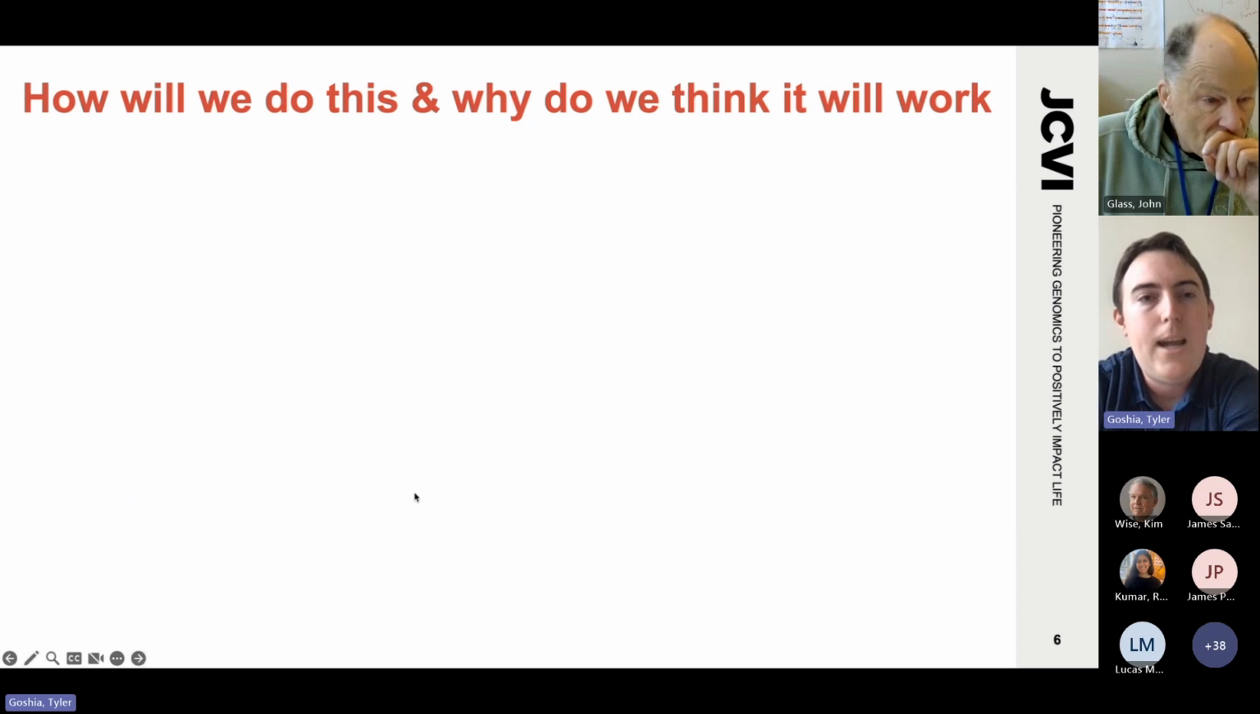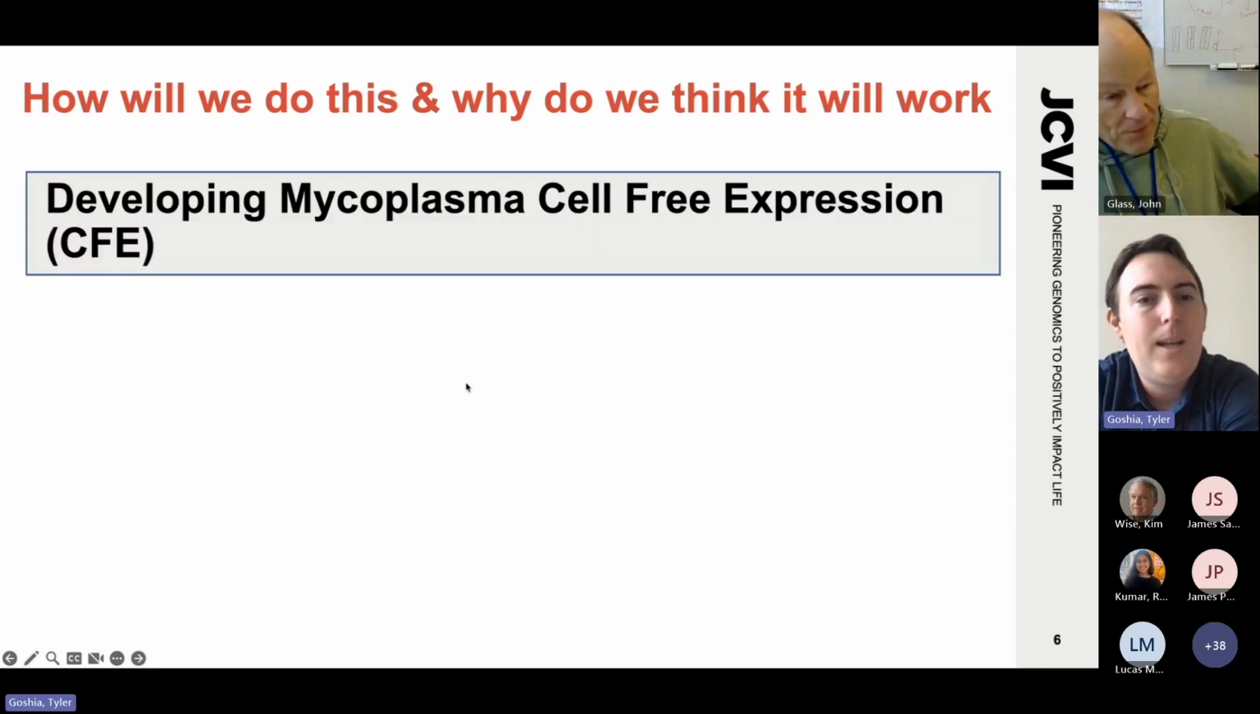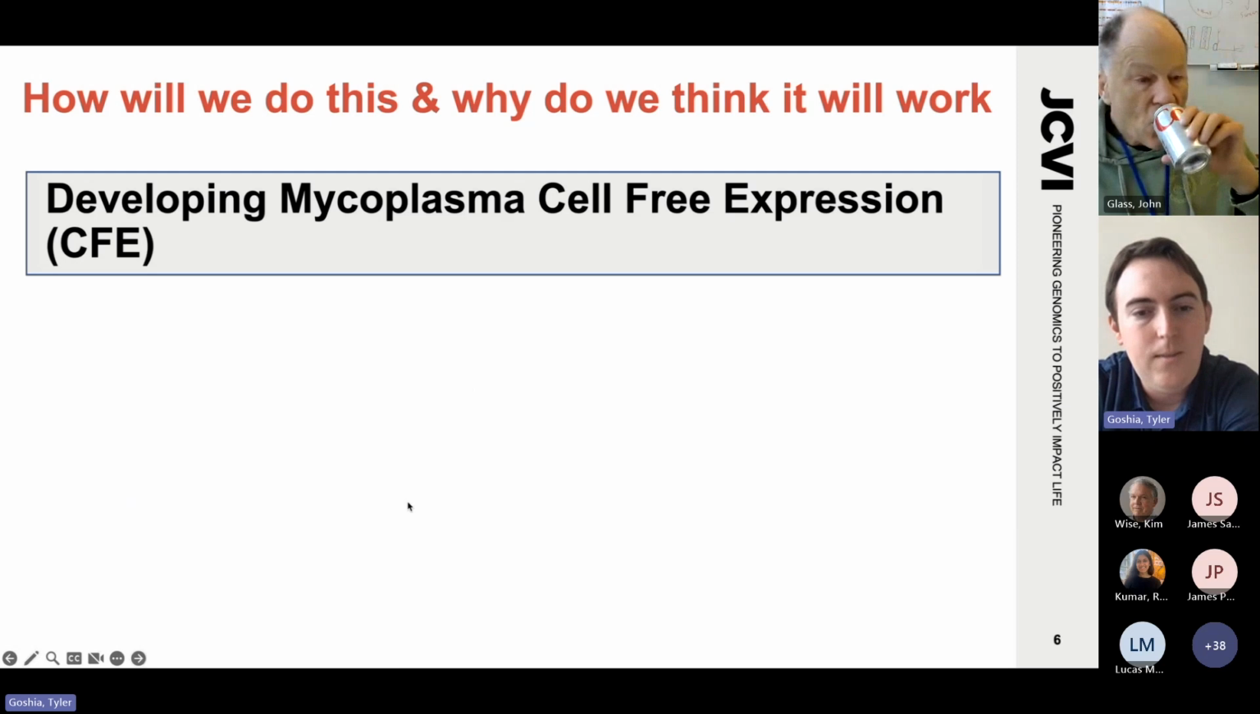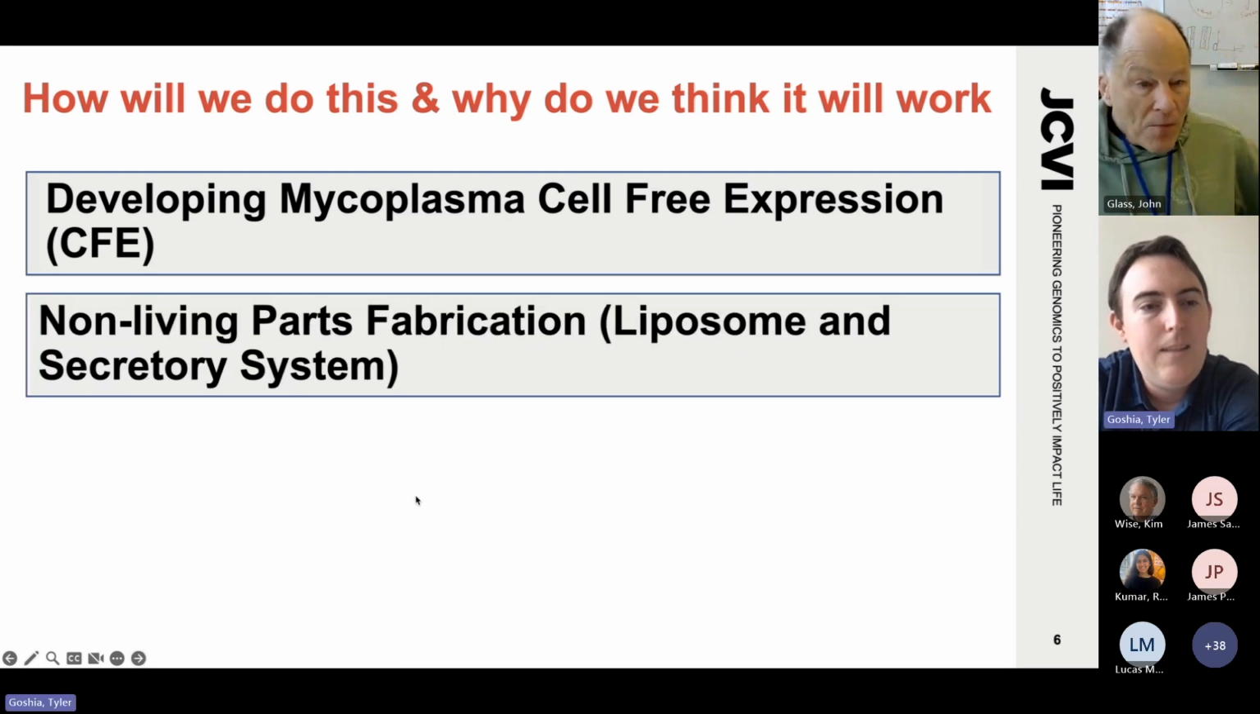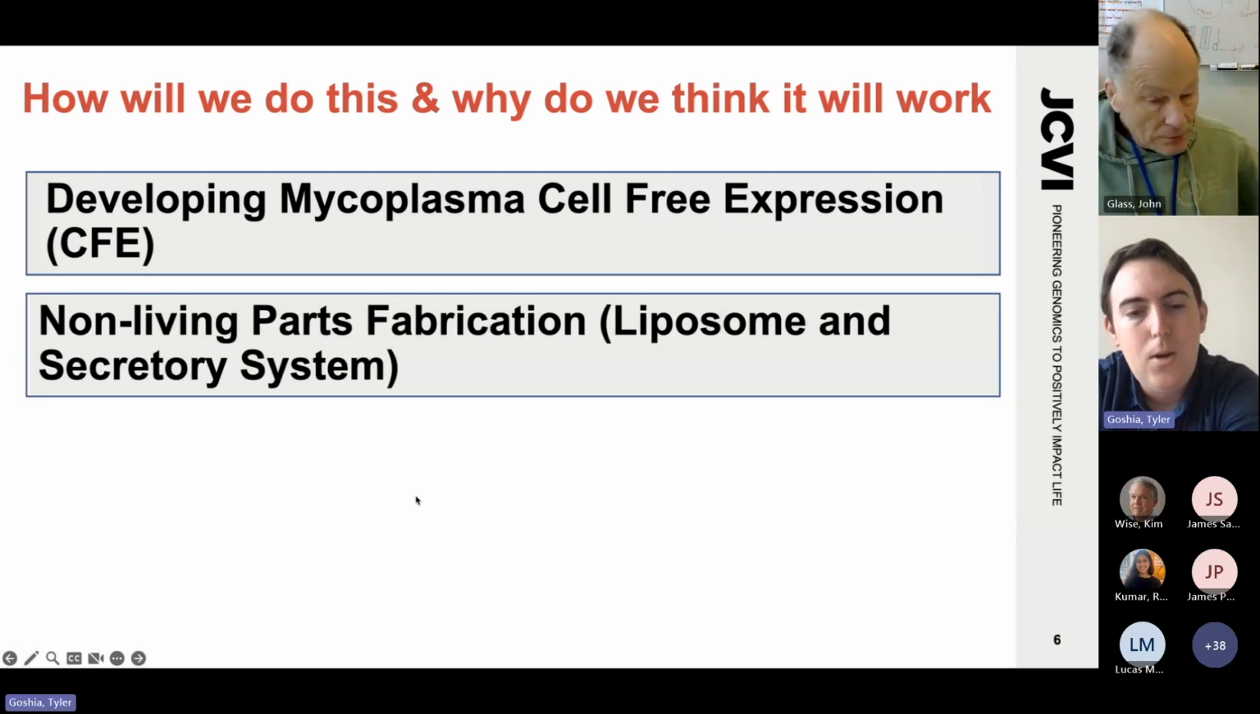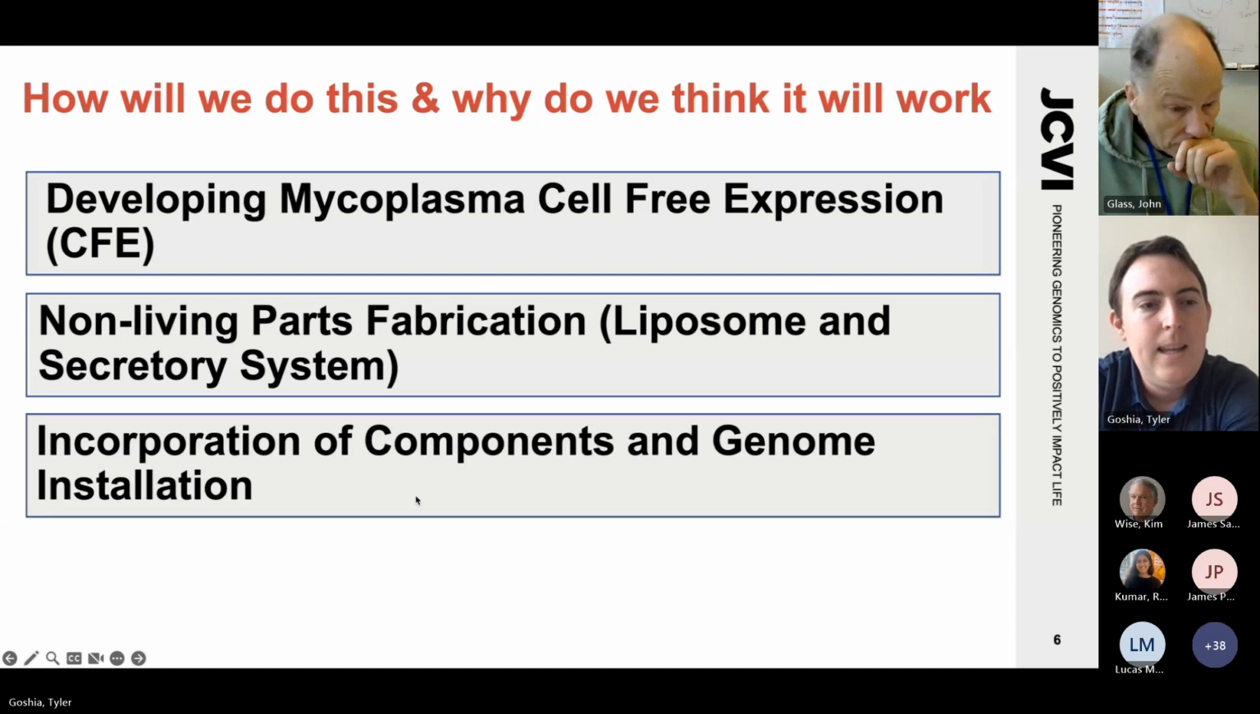So I'm going to break down how I'm going to accomplish this in the following sections: developing mycoplasma cell-free expression, or CFE, showing the non-living parts, fabrication of the liposome and a secretory system, and then the incorporation of components and genome installation.